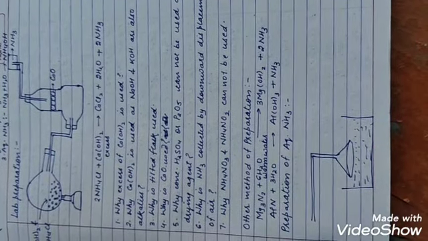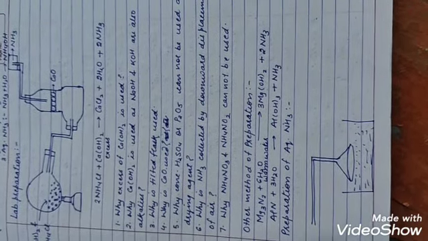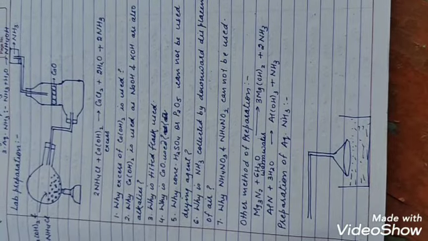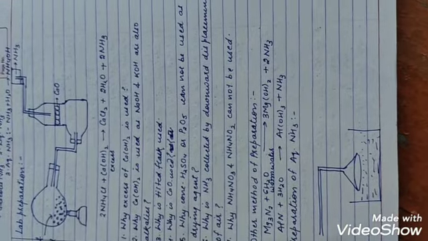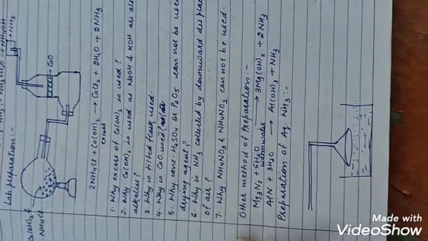Dissociation, they are also forming product. But dissociation is a reversible reaction and decomposition is an irreversible reaction. So they dissociate on heating. What are the other methods of preparation?